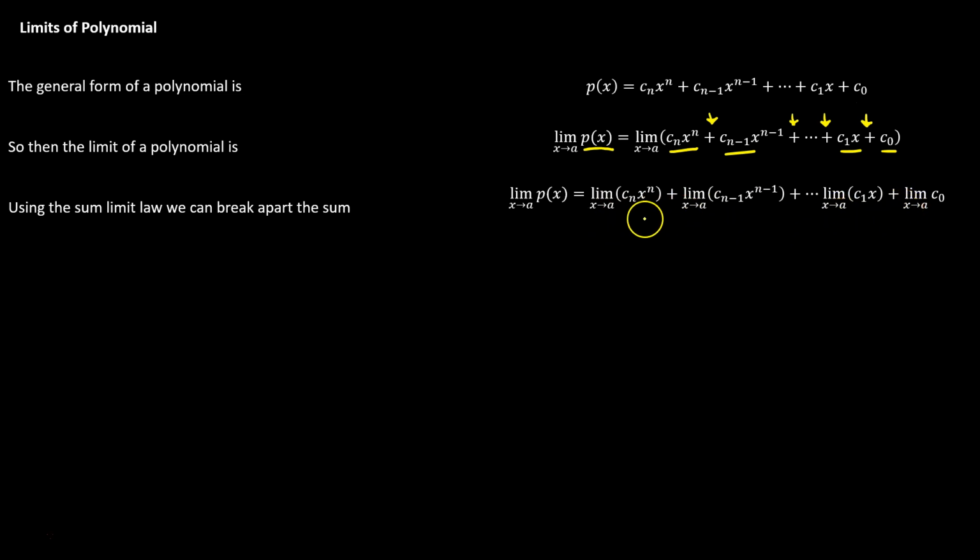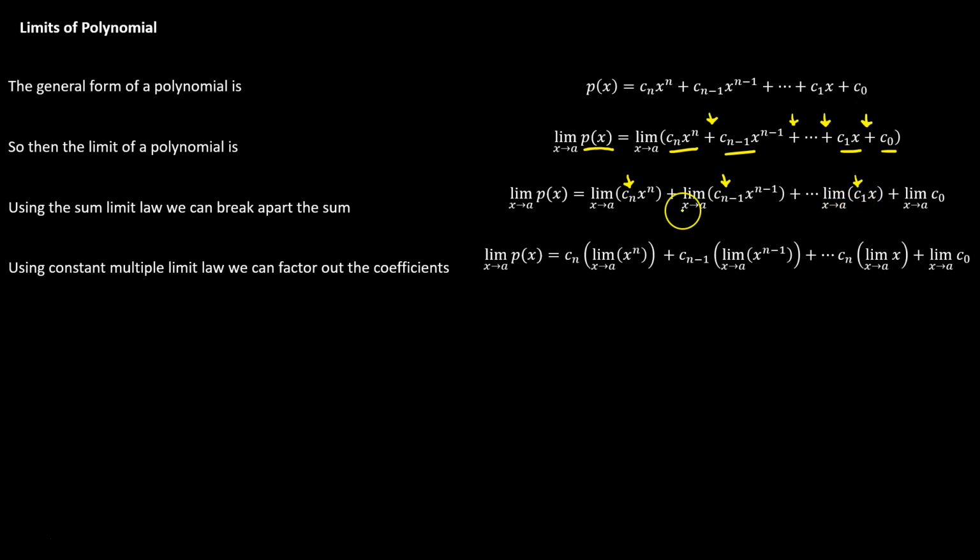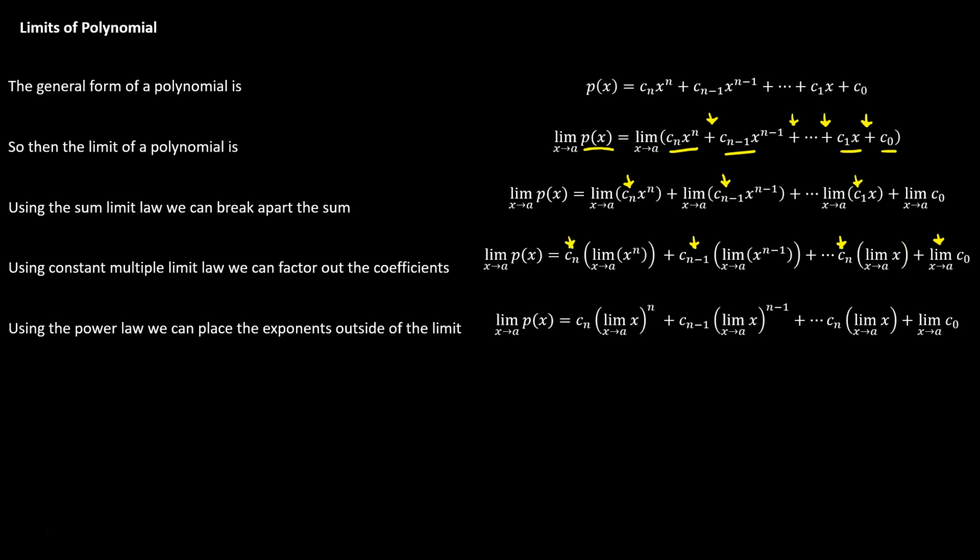Once we've broken apart the sum law, I see that there is a constant multiplier on each one of my terms. So we can use the constant multiple rule to factor out the coefficients. So now you see that the coefficients are on the outside of my parentheses, the limit symbol is inside. And then lastly, I see that there's powers on each of these functions that I'm taking limits of. So I can use the power rule to place the exponents outside of the parentheses.